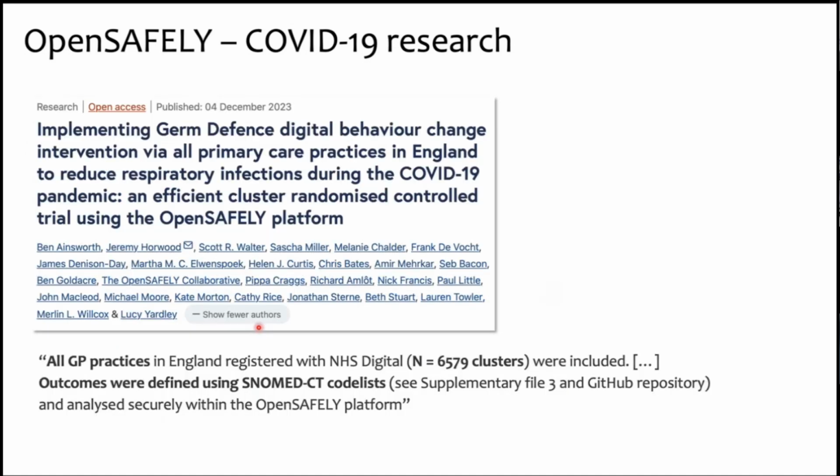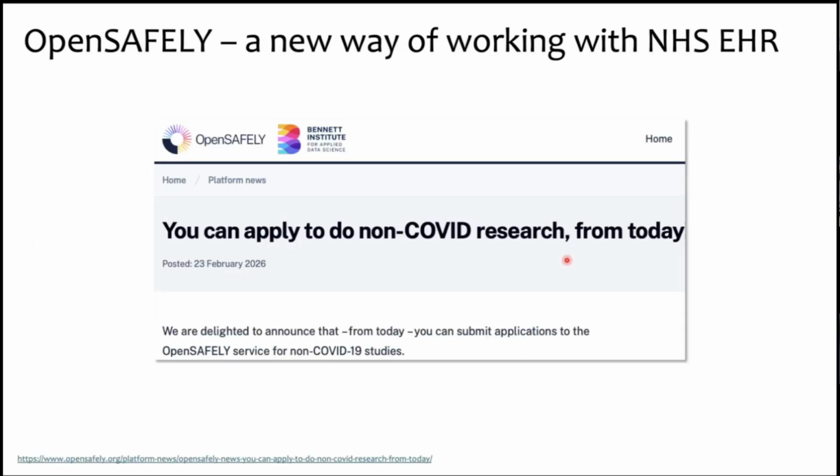And there was one trial so far, a cluster randomized trial, which as a trialist by heart, of course, that's amazing. You can do a cluster randomized trial with over 6,500 clusters. Any cluster trialist will be very, very happy.